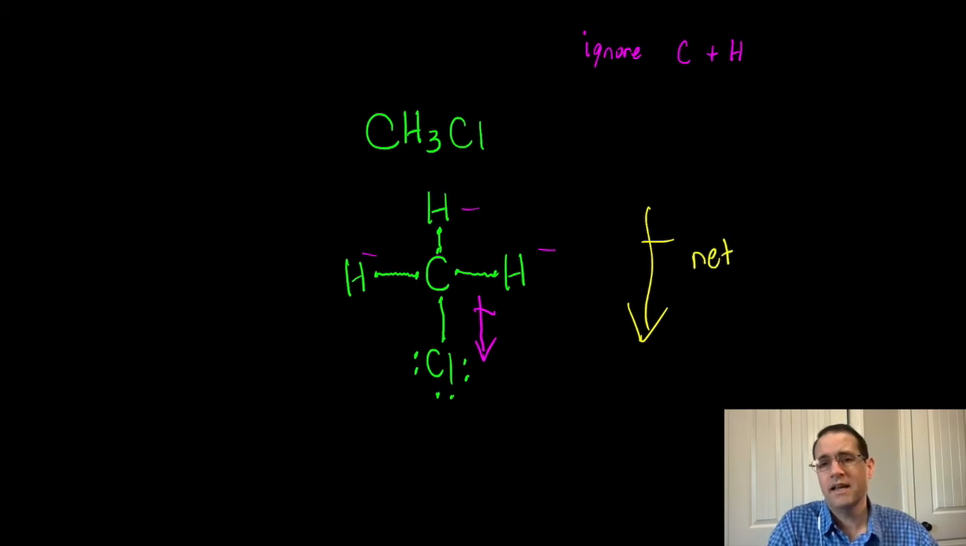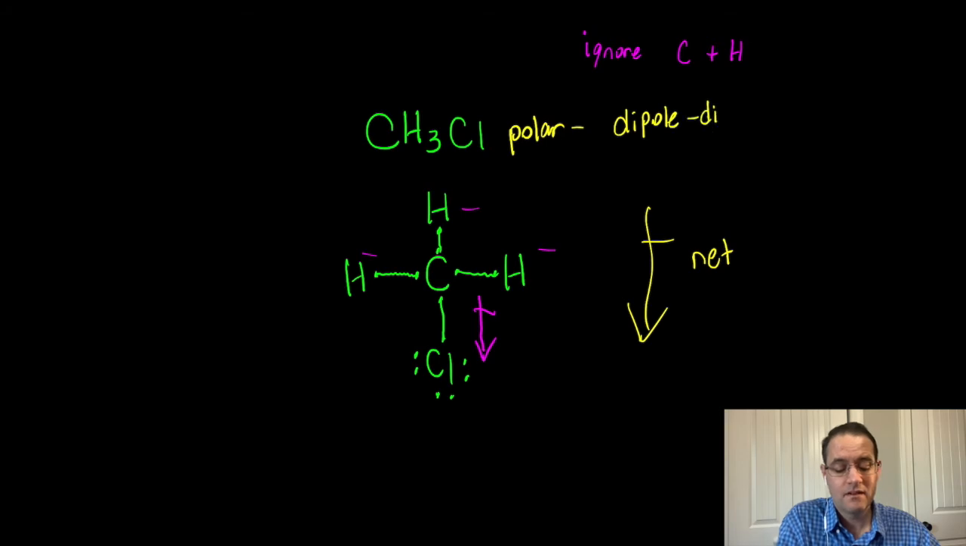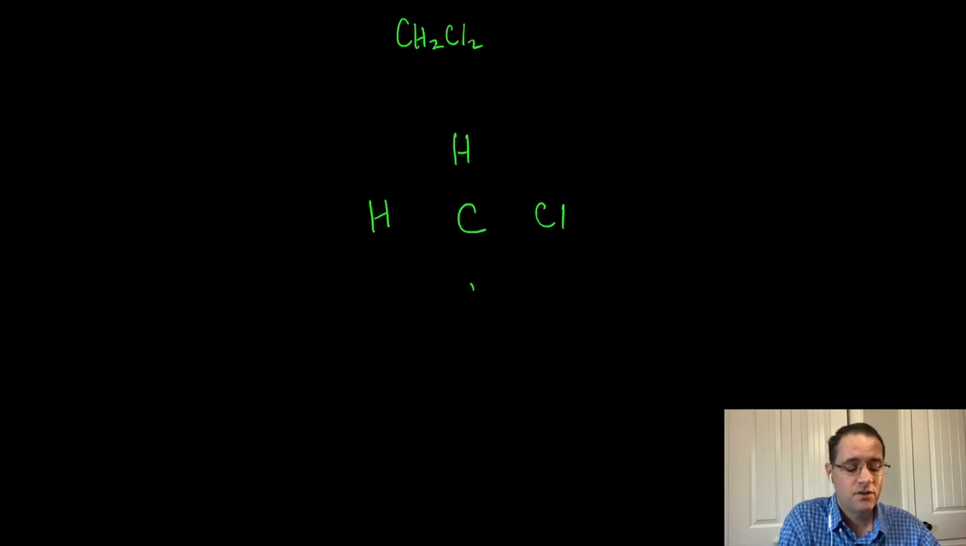If a molecule has a net molecular dipole, we say the molecule is polar. If it's polar, it's going to exhibit dipole-dipole interactions. All right? All right, so that guy there has dipole-dipole interactions. How about the next molecule? CH2Cl2. We have a carbon, we have 2 hydrogens, and 2 chlorines.